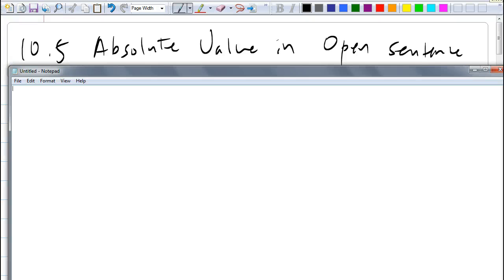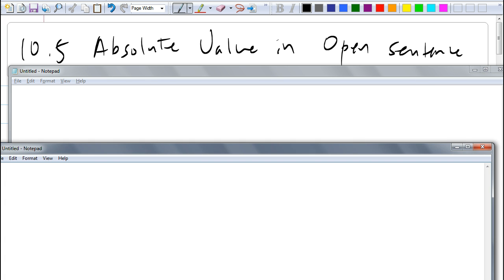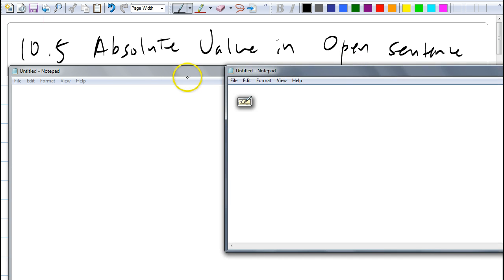Okay, today we're going to talk about absolute value in open sentences. Last time we talked about this, just a review. We showed you how to do this using shortcuts and so on, but we're going to talk about this more in depth. Let's see if you guys remember. It's basically equations with absolute values. That's what we're going to work on.